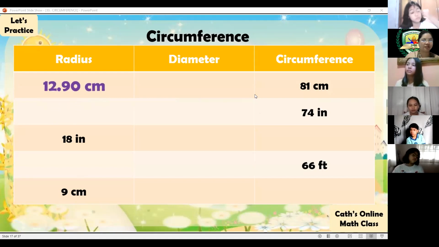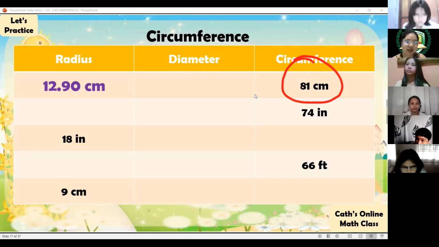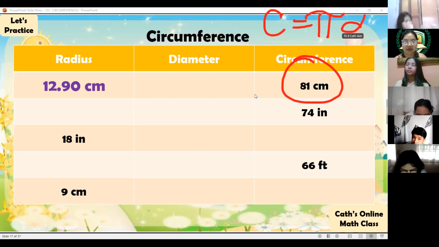How did I get 12.19? Okay, so kung si circumference ang given dito, how are we going to find the diameter? Remember, pi d yan, diba? Pi d ang ating formula.